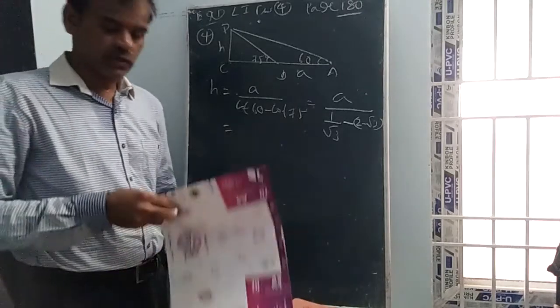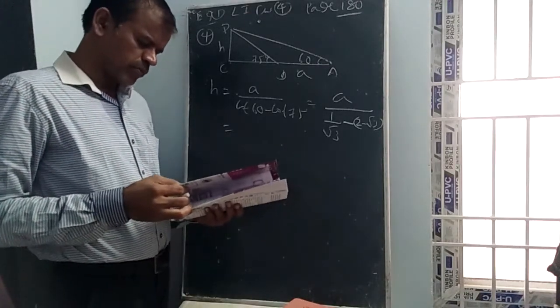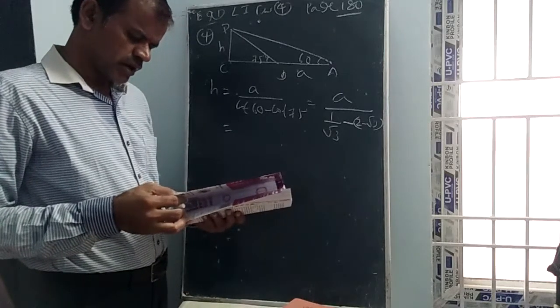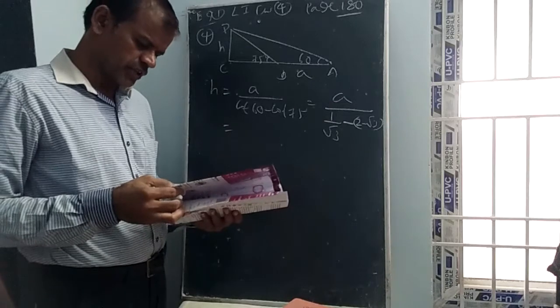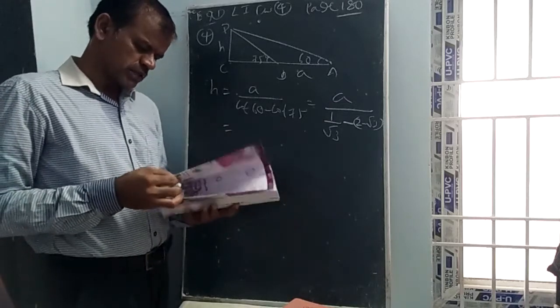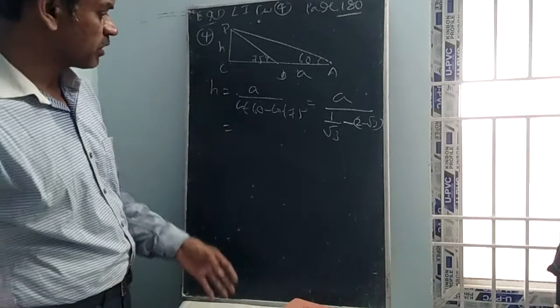Let us see the question. The angle of elevation of an electric pole from a point A on the ground is 60 and from a point B towards the pole, on the line joining the foot of the pole, is 75. If the distance AB is equal to a, find the height of the pole. Formula is correct only.